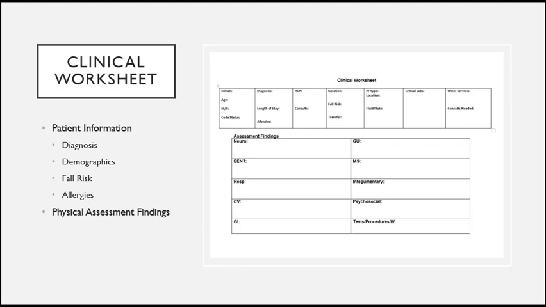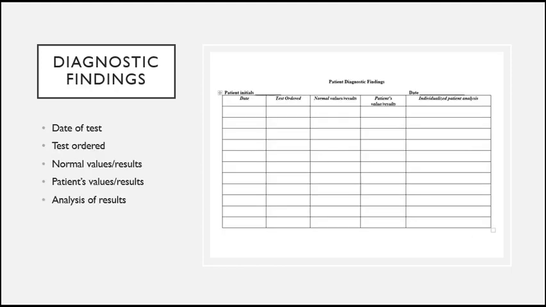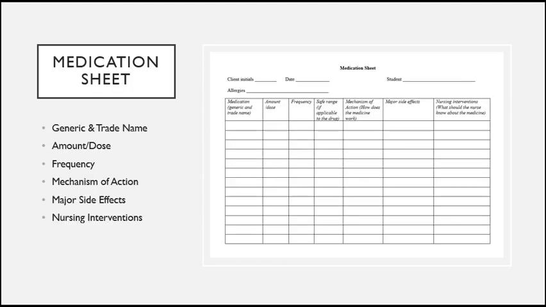If there are certain body systems that you're not assessing for one reason or another, you would make note of that. The diagnostic finding sheet just has the date of the tests that were ordered, their normal values, what you would expect to find, your patient's values or results, and then a little information about the analysis of that. Why does it matter? What might have caused it? That sort of thing.